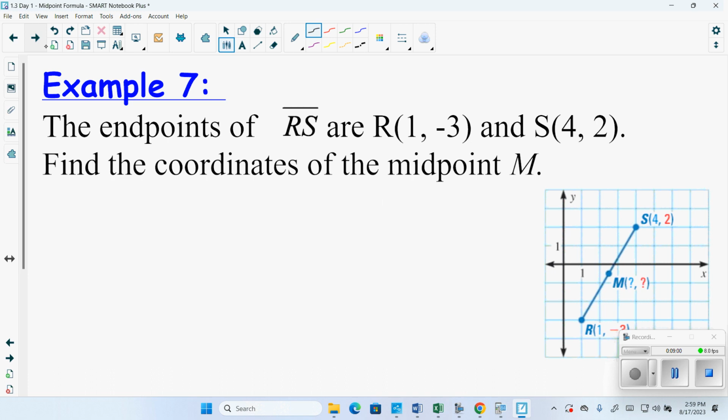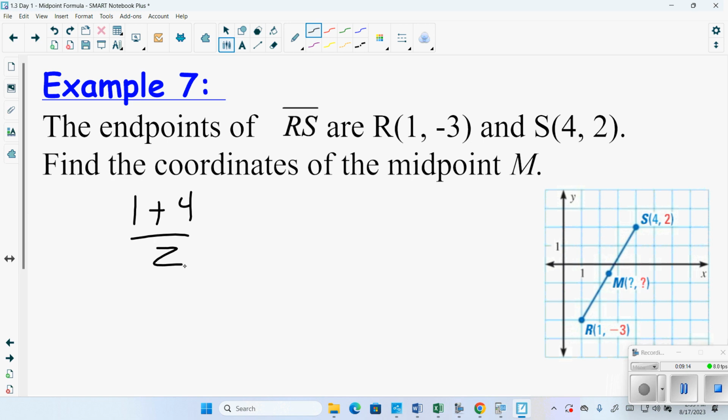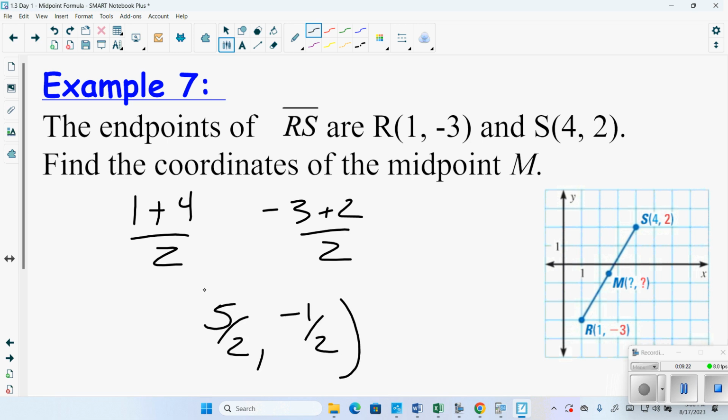So the midpoint in this particular picture, I'm having the point 1, -3. So if I'm going to find the average of the x's, I'm going to take the 2 x's, 1 plus 4, and divide by 2. I'm going to take the 2 y's, add them together, and divide by 2. So 5 divided by 2, and -1 divided by 2. So there is the midpoint of the segment RS.